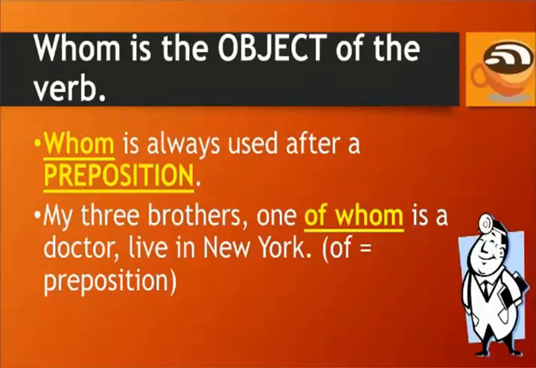The word whom is always used after a preposition. For example, my 3 brothers, one of whom is a doctor, live in New York. Of is a preposition, and after it we use whom, not who.